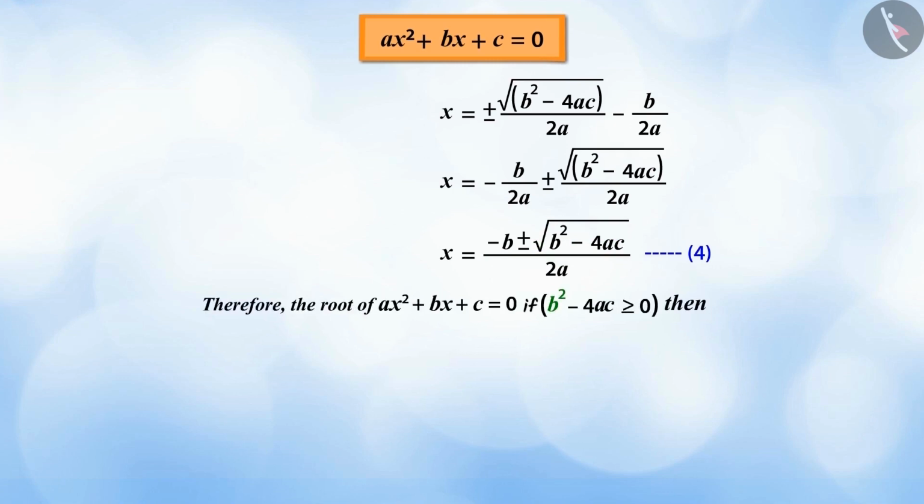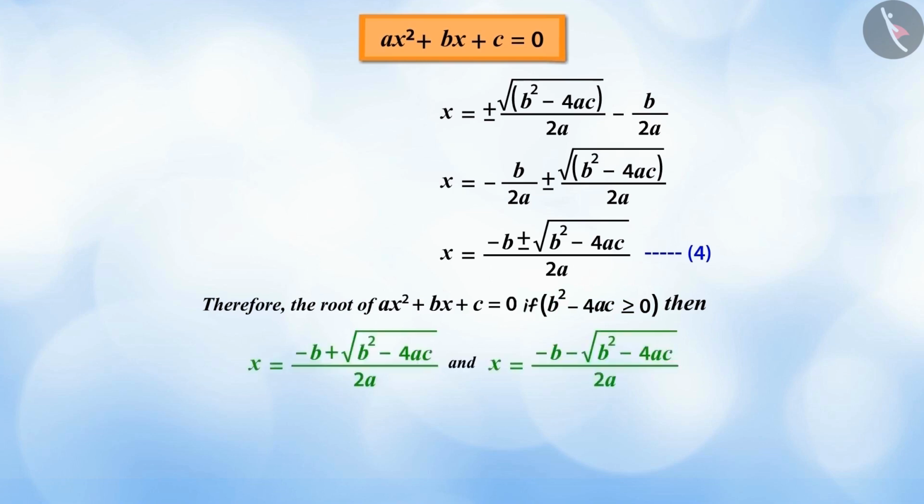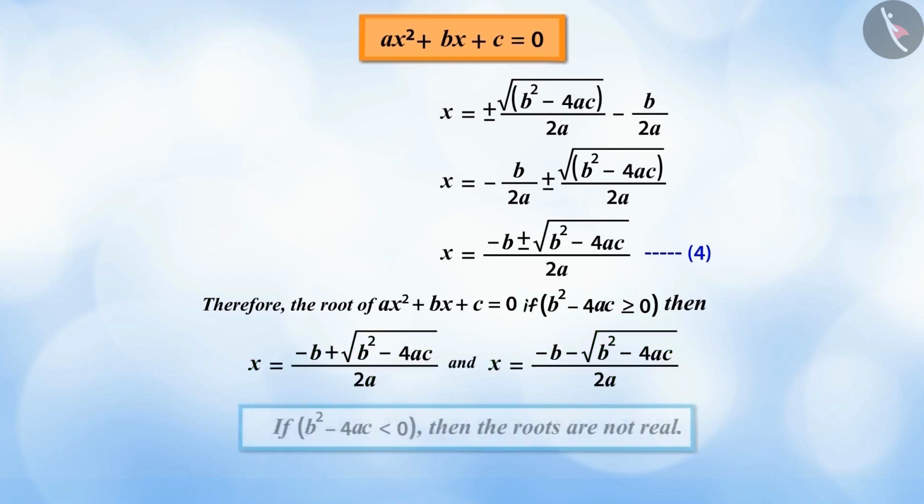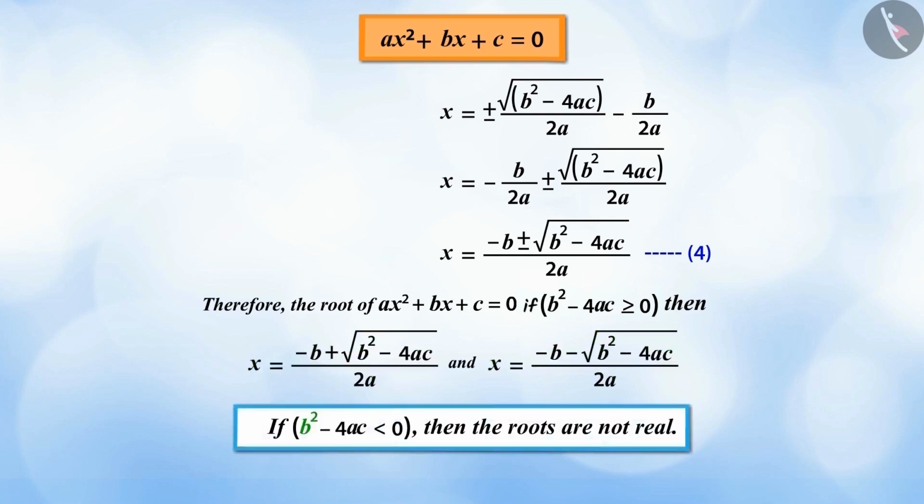If b to the power of 2 minus 4ac is greater than or equal to 0, then this gives two real roots of the quadratic equation ax to the power of 2 plus bx plus c equals 0. And if b to the power of 2 minus 4ac is smaller than 0, then real roots are not obtained. Therefore, to find the roots of any quadratic equation, we can use this formula, which is called the quadratic formula.